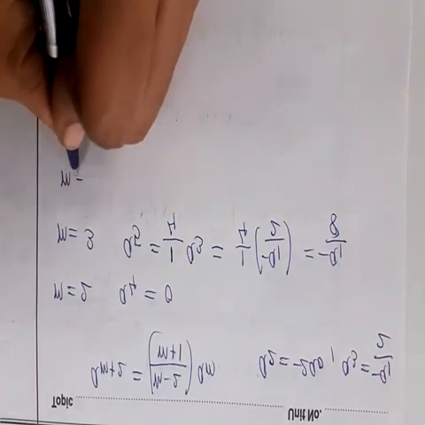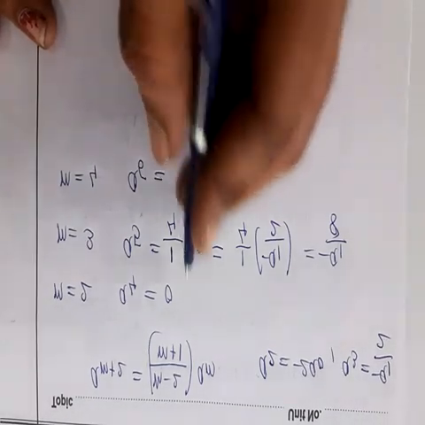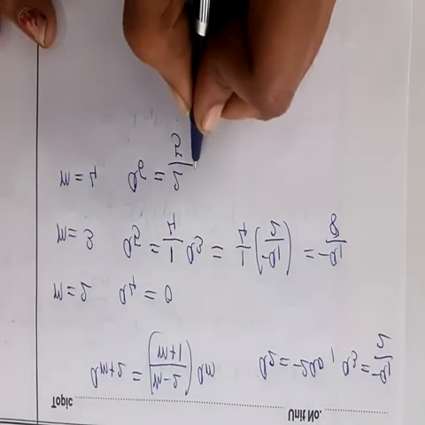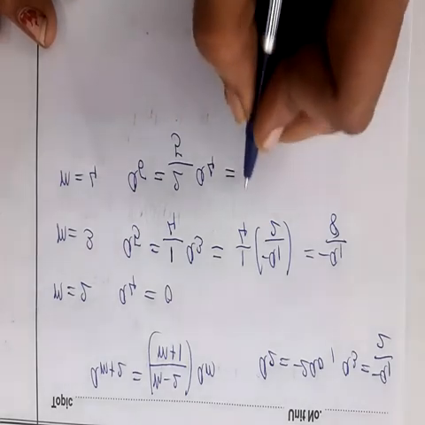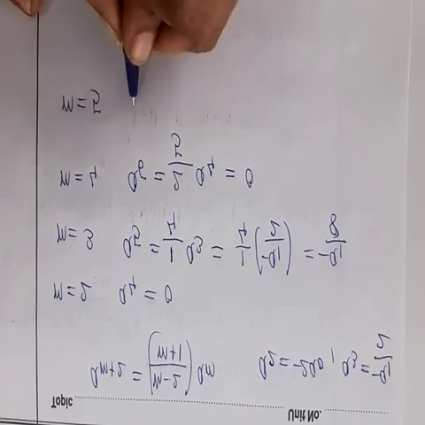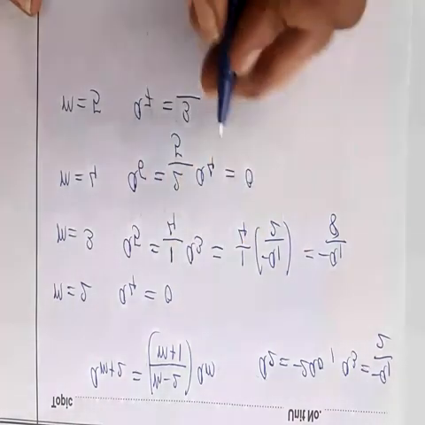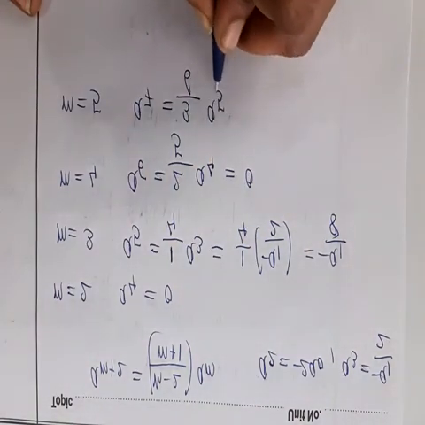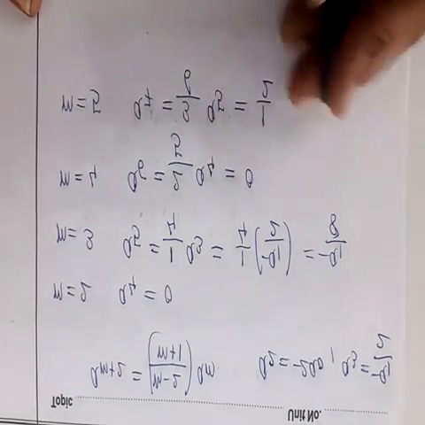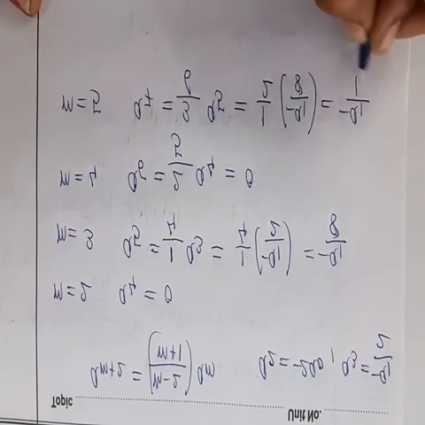Next m equal to 4 means we get a6, which is equal to 4 − 2 is 2, divided by 4 + 1 is 5, multiplied by a4. a4 is 0, so this value becomes 0. Then m equal to 5: a7 is equal to 5 − 2 is 3, 5 + 1 is 6, multiplied by a5. Now it is 1 by 2 times a5, and a5 is equal to minus a1 by 8, so this is equal to minus a1 by 16.